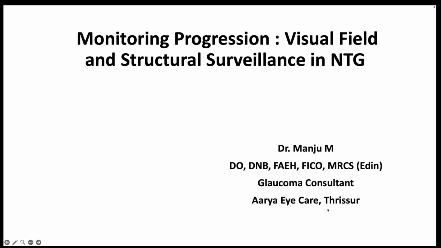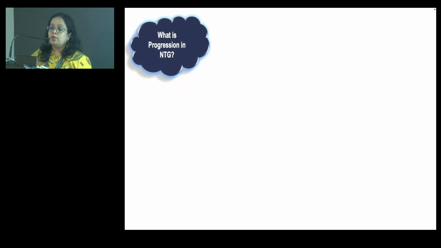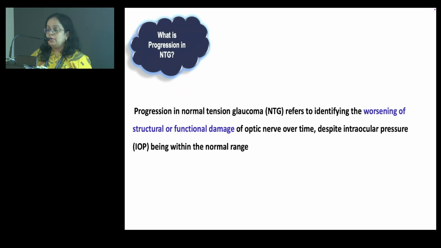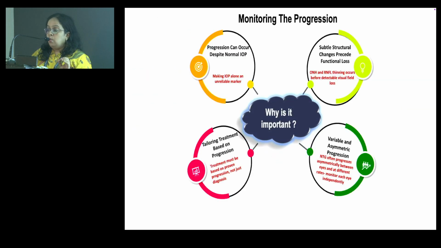Thank you, Dr. Maya, for this opportunity. Monitoring progression, visual field, and structural surveillance in normal tension glaucoma. So, what is progression in NTG? Progression in NTG refers to identifying worsening of structural or functional damage to the optic nerve over time despite normal intraocular pressure. So, why is it important?